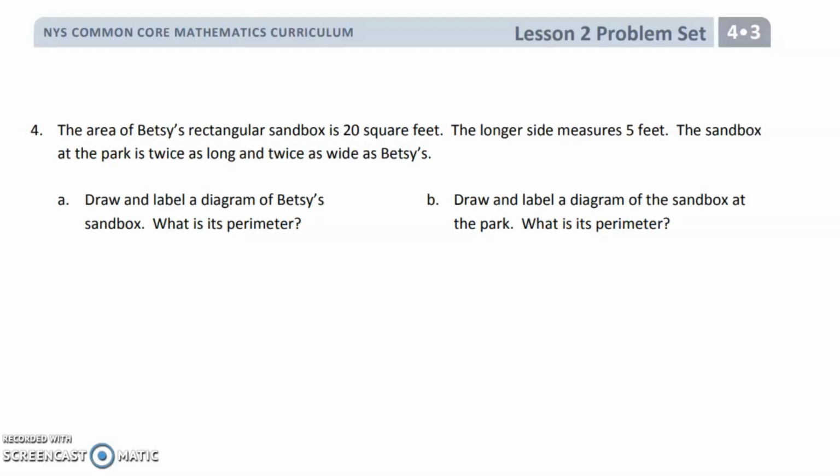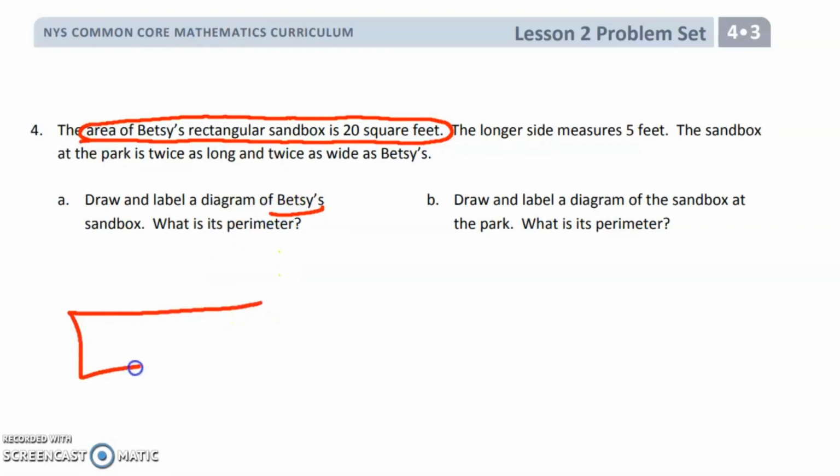What we're going to do first is look at the area of Betsy's rectangular sandbox. The area of Betsy's rectangular sandbox is 20 square feet, so we're going to circle that in. For part A, since it does talk about Betsy's sandbox, we're going to first draw a rectangle right here. Okay? And we know that the area equals 20 square feet.